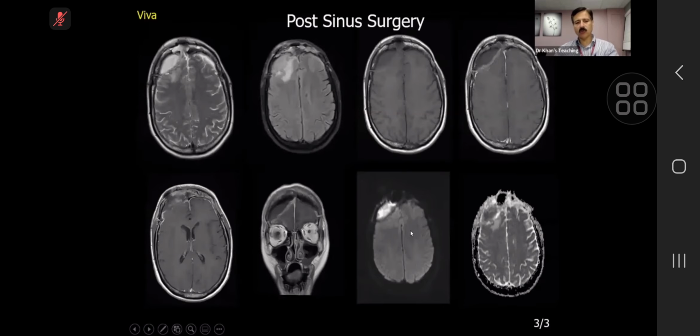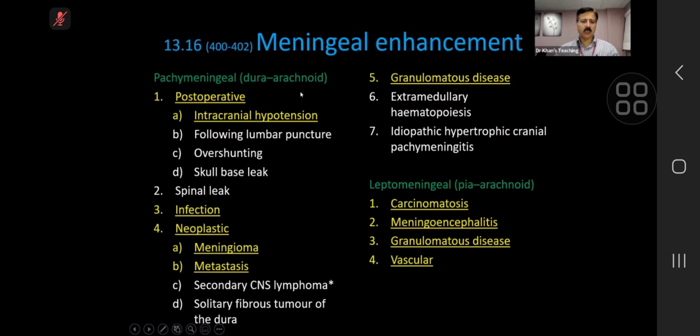Now, with this overview of anatomy, so this is from your Chapman, meningeal enhancement. Very, very, very important for the exam, this differential diagnosis. And pachymeningeal means dura-arachnoid, and leptomeningeal means pia and arachnoid. Now, first of all, a few things which are extremely important and which overlap between the two, let's get them out of the way.